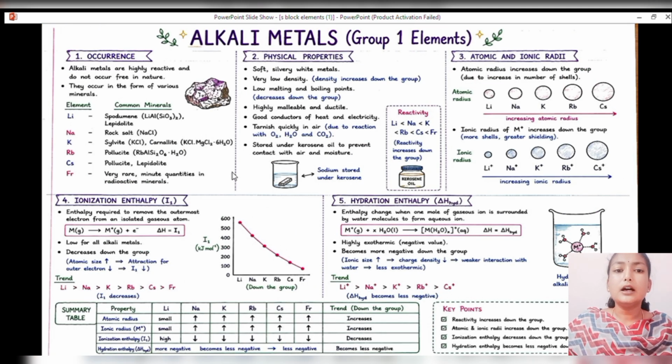Here, if you see, the occurrence is there. Yes, definitely we have to understand where the alkali metals are present. Alkali metals are generally present in the form of minerals. They do not like to exist in a free state. I will give one simple example.